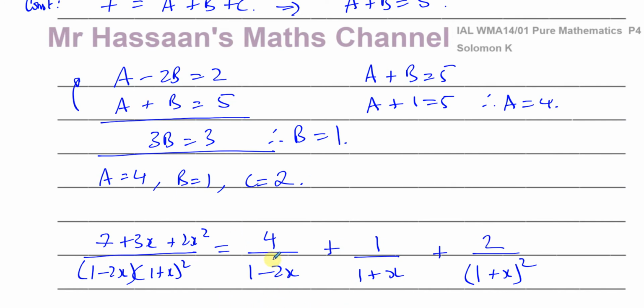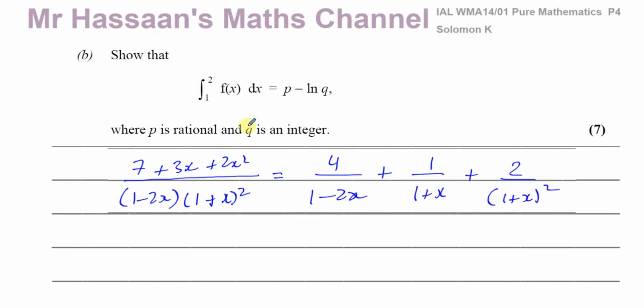Plus 1 over 1 plus x plus 2 over 1 plus x squared. That's what this equals. Now to part B. Now part B says, show that the integral of f of x between the limits of 1 and 2 is equal to p minus ln q, where p is rational and q is an integer.